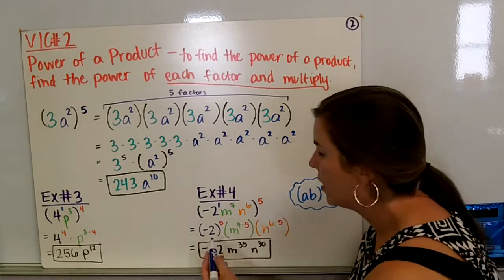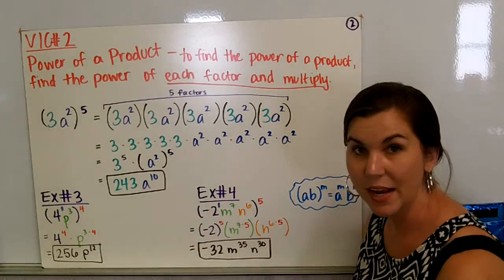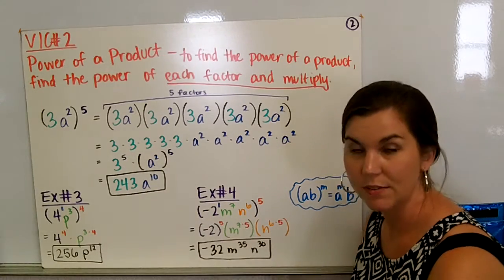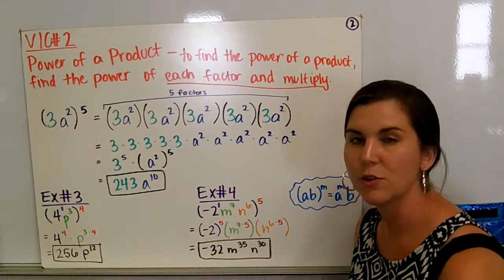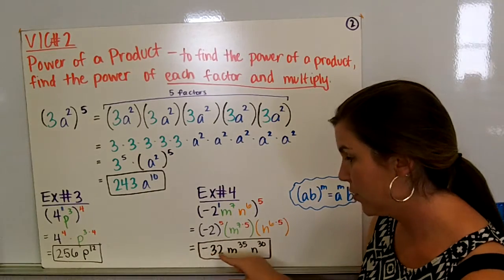-2 to the 5th power. You have to have parentheses around this -2 because it's -2 times -2 times -2. And if you don't have the parentheses, then you may get the wrong sign. Okay? So make sure you put -32.